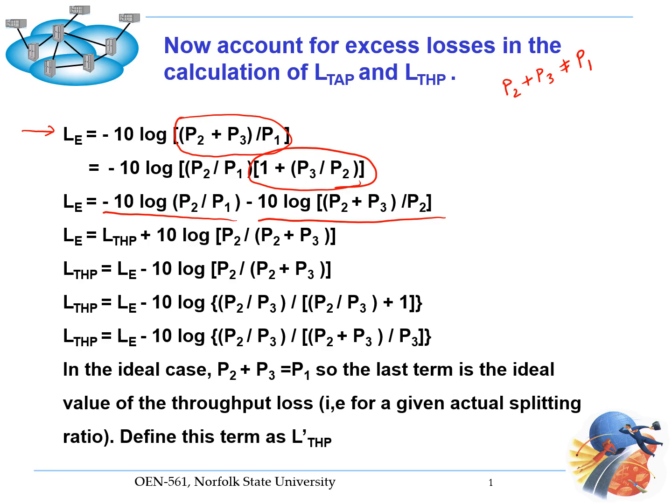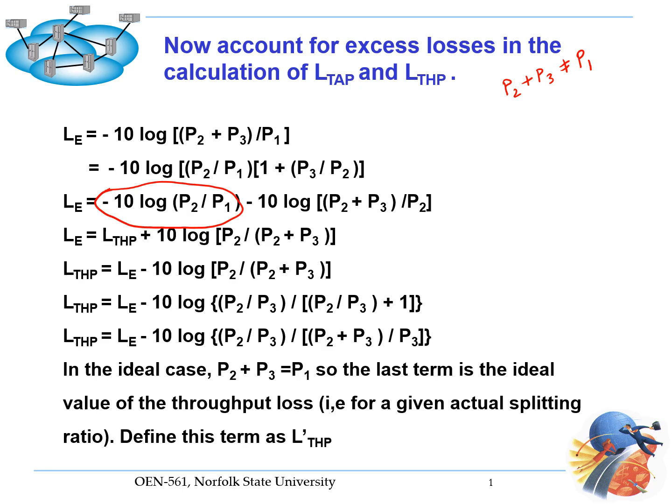Now, this term, let me highlight it, let me remove my highlighter here. So this term is by definition the throughput port loss, and therefore we will rewrite it. Instead of this expression, we will plug in the throughput port loss and solve this equation for the throughput port loss. Therefore, the throughput port loss will be excess loss minus this term, right? 10 times log of P2 divided by the sum of P2 plus P3.